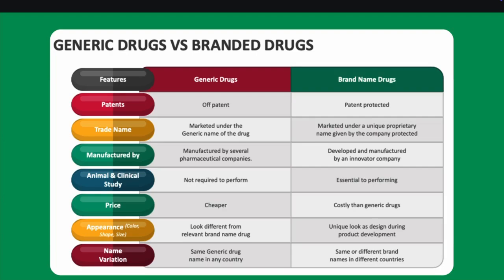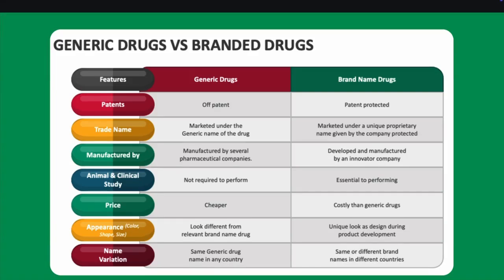So generic drugs are basically off patent and they're marketed under their generic name of the drug. Let's say Dolo 650 is the brand name, and its generic name is Paracetamol 650. Okay, but some companies who produce this kind of medicine also put their name. Let's say Cipla is producing Paracip 650, so that is Paracetamol 650. Okay, so generic drugs can be manufactured by anyone. Branded drugs can be developed and manufactured by the innovator company only.